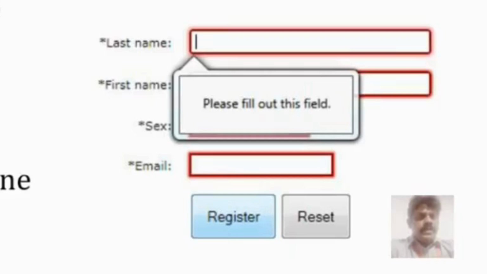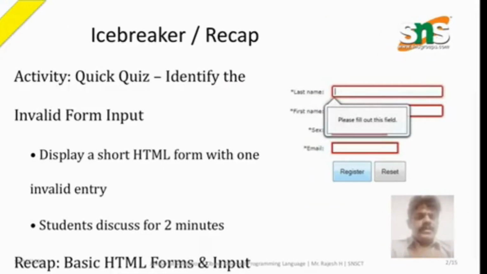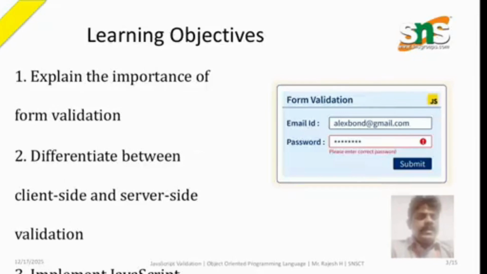So the form has 4 fields: last name, first name, gender, and email. Either you fill out the form, or you may try giving wrong inputs. When you are not filling the form with proper entries, it may create a validation error. Also, when you make any improper input, it gives a validation error. So this is a sample exercise to understand the basic HTML form and its input.